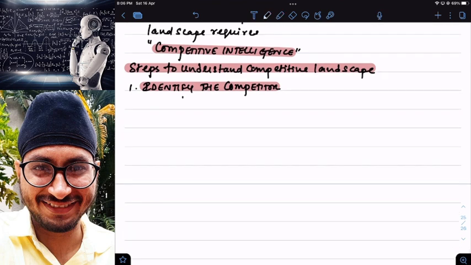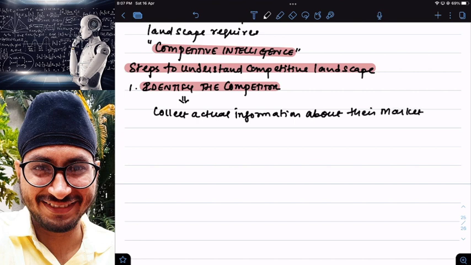So here what will I do? Step number 1 is to identify the competitor, and after identifying the competitor, what should I do? Collect actual information about their market share. Clear? I repeat, I will collect the information.